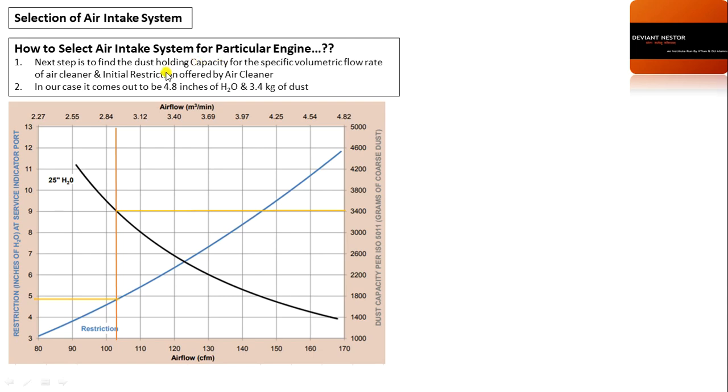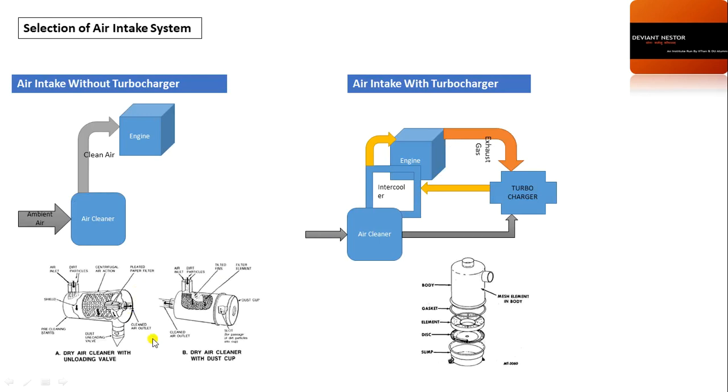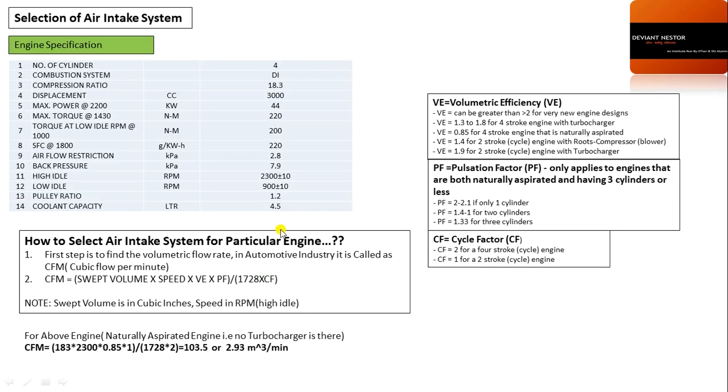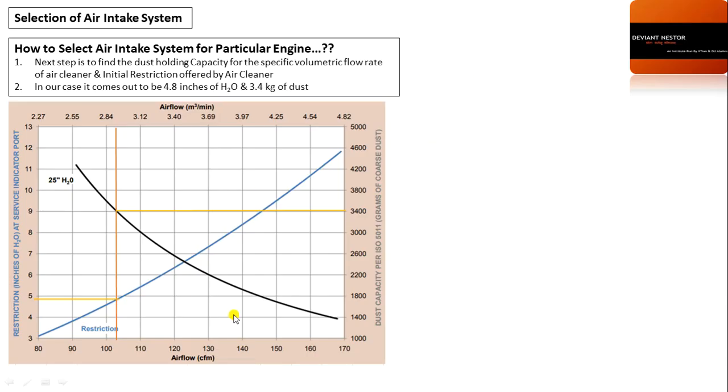So it was all about how to select the air intake system, air cleaner. Understanding of the air cleaning system is important, but calculating the volumetric flow rate, the initial restriction, and the dust capacity is important for engineers to select the air intake system. So this is all about the air cleaning system.